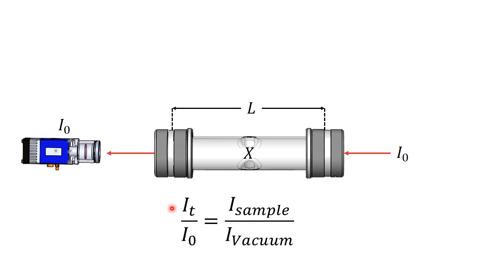So that's it. The transmitted intensity over the initial intensity is equal to the intensity measured when we have a sample over the intensity measured when we have a vacuum. However, it's important to note that the setup I show here fails to account for a number of error sources in our signal. The best example of that is the fact that the sample intensity has to be measured at a different time than the vacuum intensity. They can't be measured simultaneously. And that fails to account for slight variations that might occur in our laser output. So if the laser output isn't perfectly constant with time, which it is not, then there is going to be some error in this due to natural laser variation.